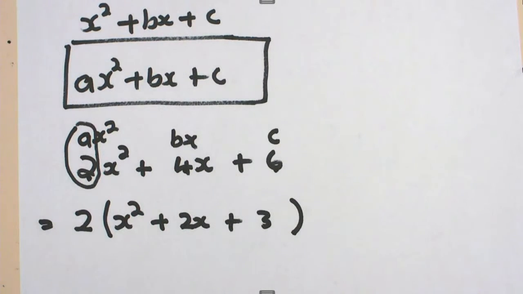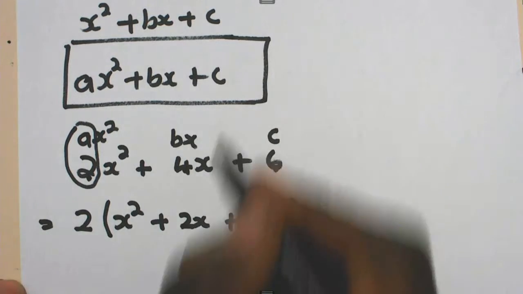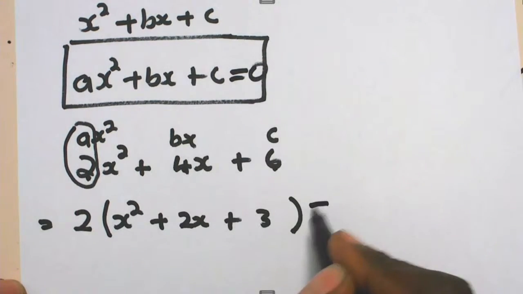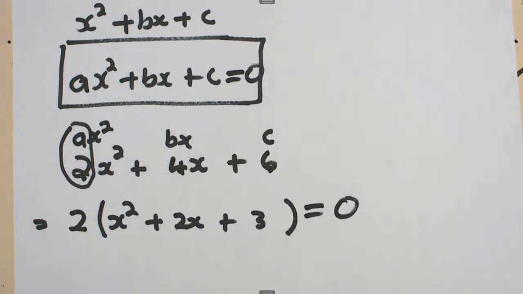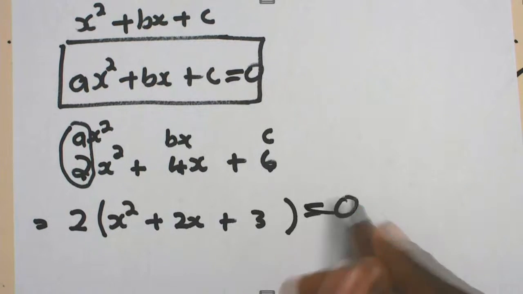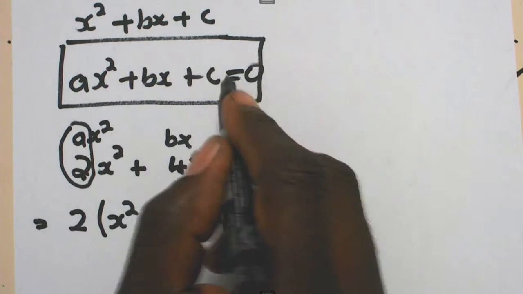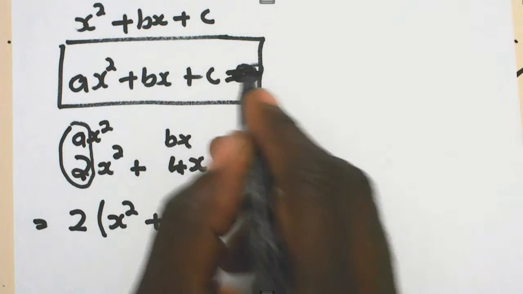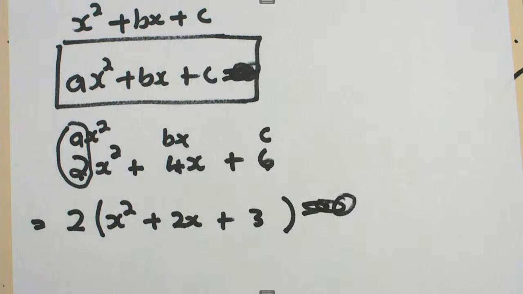This is an example of taking out a common factor where the expression must be equal to 0. That's when it becomes an equation, when it's equal to 0. But now it's an expression, there is no equal sign. Now, the proper examples are the following.